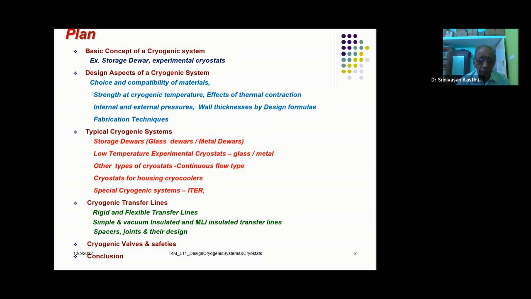We have not yet discussed thermal insulation, but we will probably discuss it as the next topic. So what about the spaces between the lines, between the pipes, and then the joints? Suppose I want to make two transfer lines, and they have to be joined. What sort of adaptation is required? These things will be discussed. Lastly, we also need suitable valves, which will either open or close so that cryogenic fluid can be made available or shut off. So what are the designs of cryogenic valves?